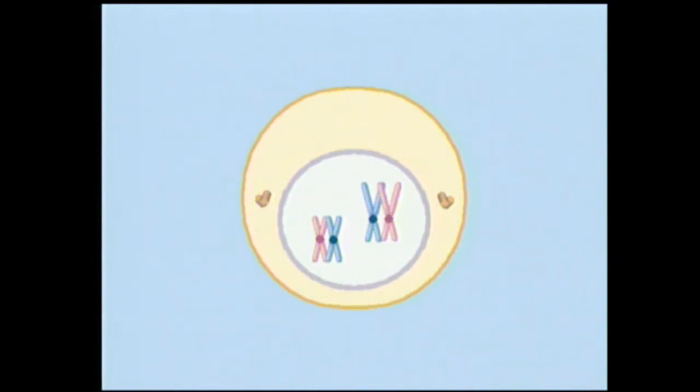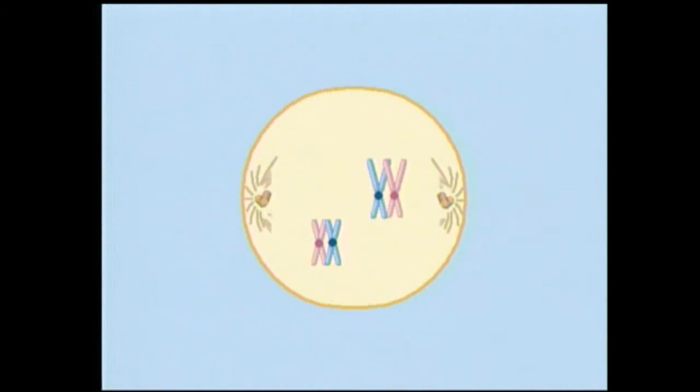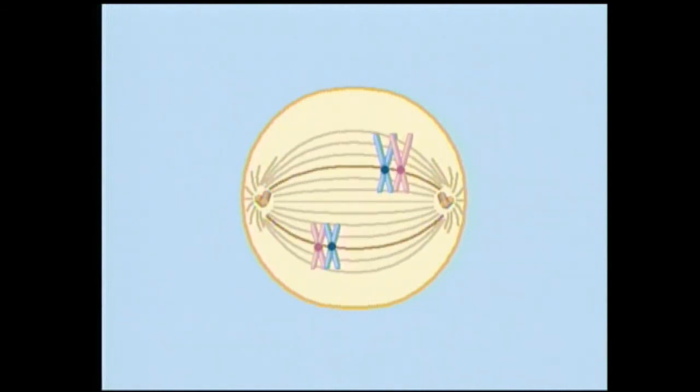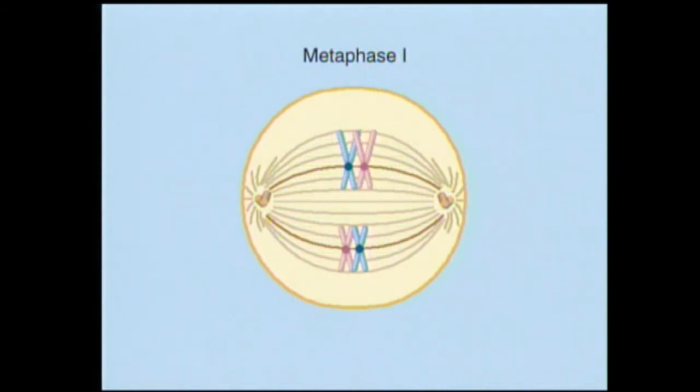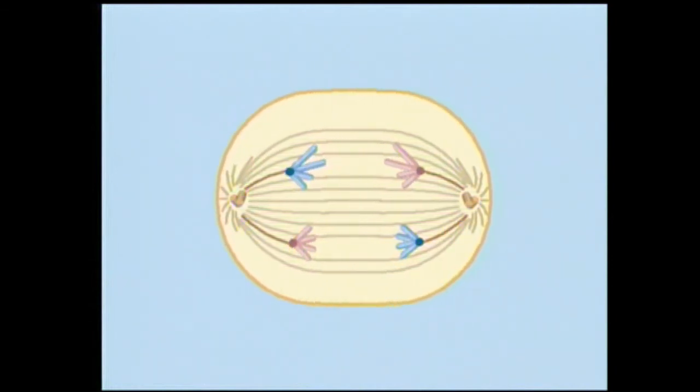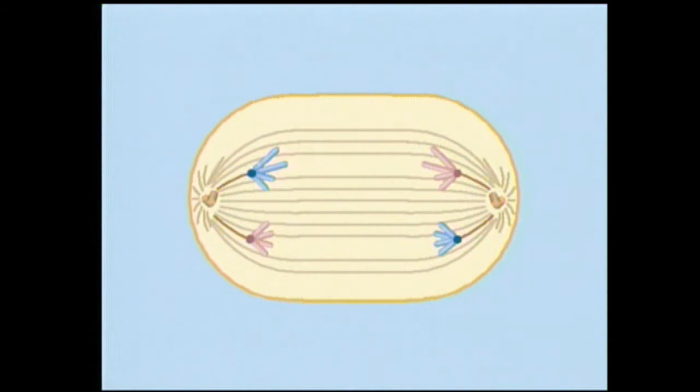The nuclear envelope dissolves and the spindle fibers form. The homologous chromosomes stay in pairs as the spindle fibers pull them toward the center of the cell. The second phase of meiosis I is metaphase I. During metaphase I, the homologous chromosomes line up in the center of the spindle. The third phase of meiosis I is anaphase I. During anaphase I, the homologous chromosomes are pulled apart by the spindle fibers. They move to opposite ends of the cell.